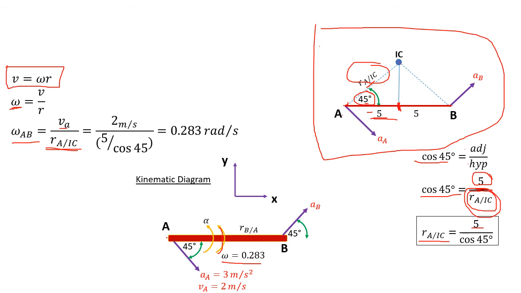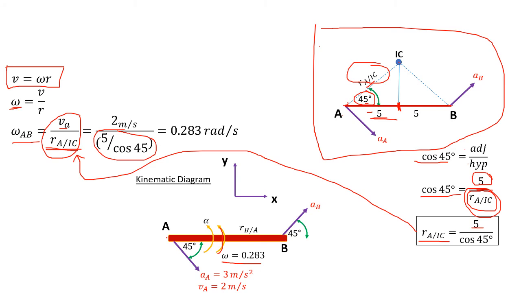So now I can take this, come back over here, and plug in right here, and that's exactly what I do. I plug into this relationship my 5 over the cosine of 45 in the denominator. My numerator is given to me in the problem statement. My V sub A is given to me as 2 meters per second. So I can plug those in, and when I solve that out, my omega AB is equal to 0.283 radians per second. So I add that down to my kinematic diagram down here.